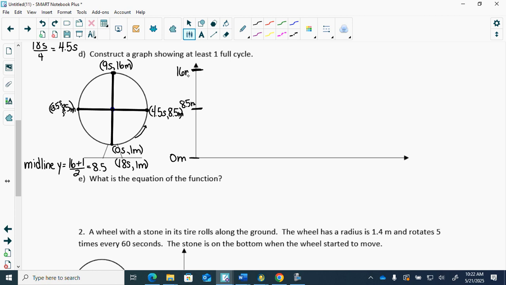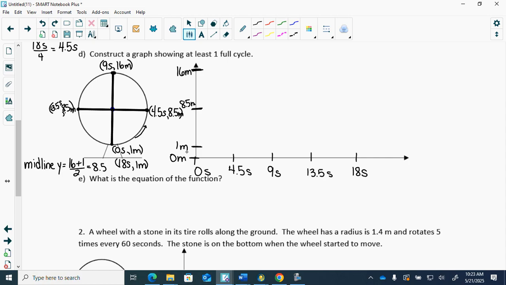16 meters. And then my values down here are going to be 0 seconds, then what? This one says construct a graph showing at least one pulse, so we can do just one pulse. 4.5 seconds, then 9 seconds, then 13.5 seconds, and then we also need a height of 1 meter, right? That's technically where we're actually starting.